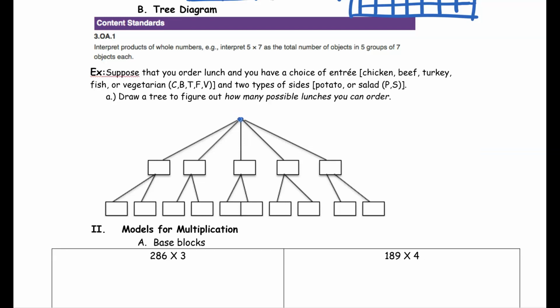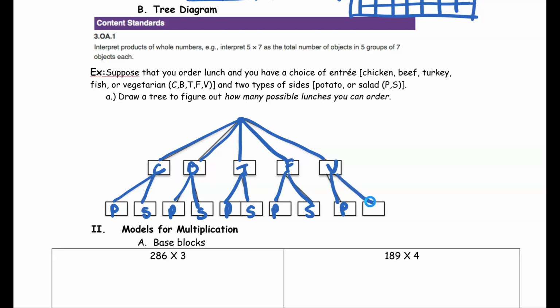So at the top of the tree, this represents kind of where you start, and you could go down each of these 5 branches. So you could order chicken, you could order beef, you could order turkey, you could order fish, and you could order vegetarian. No matter which one of those branches you go down, so let's say we go down chicken, then we could do potato with that or salad. With beef, you could do potato, salad. Turkey, you could do potato, salad. Fish, potato, salad, and then vegetarian, potato, salad.